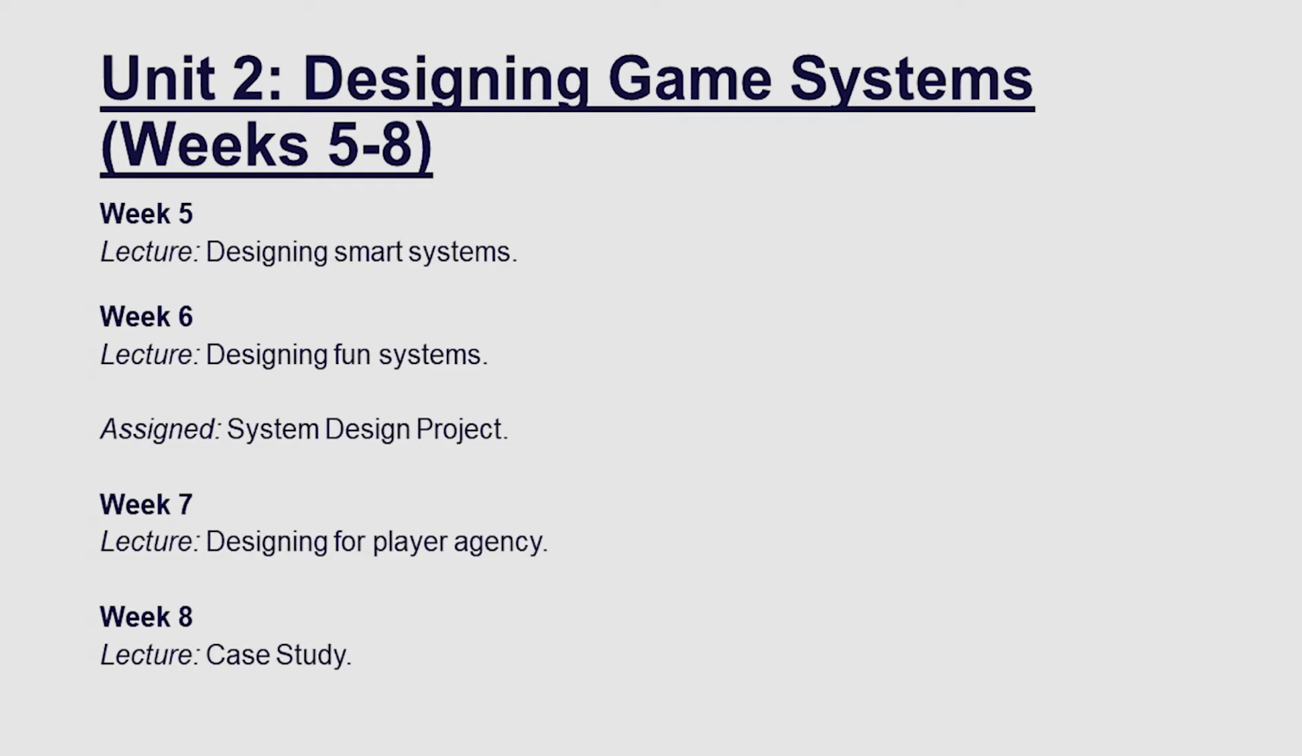Week 7, we're going to be designing for player agency and really thinking about how our systems might be smart and they might be fun, but how do we make sure there's enough stuff for the player to do and the player can impact the world?